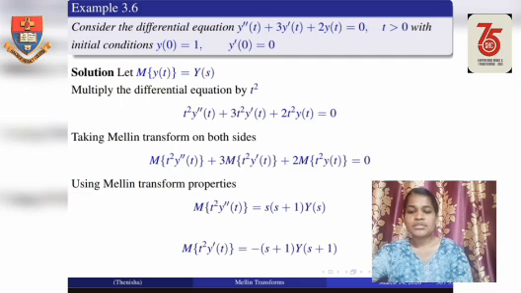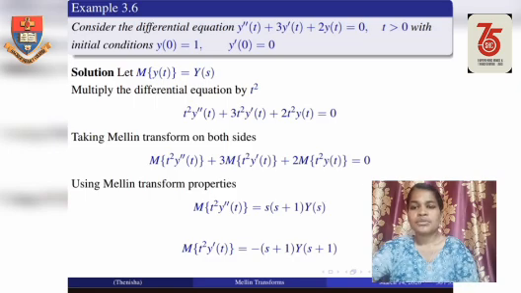Multiply the differential equation by t². We get t² y''(t) + 3t² y'(t) + 2t² y(t) = 0. Taking Mellin transform on both sides, we get M{t² y''(t)} + 3M{t² y'(t)} + 2M{t² y(t)} = 0.